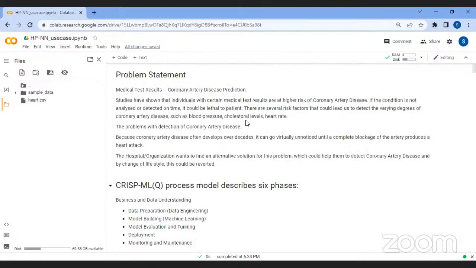So this is the use case we have used for neural network analysis. We have tried 2 different models with 2 different types of output data, and we have tried to compare these 2 models.